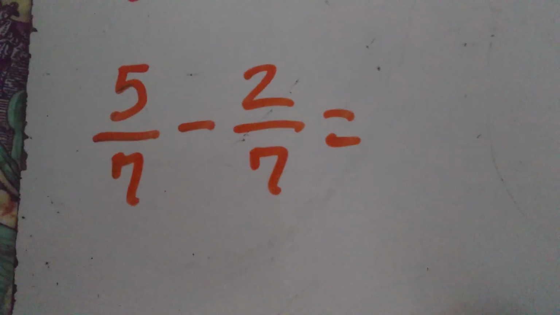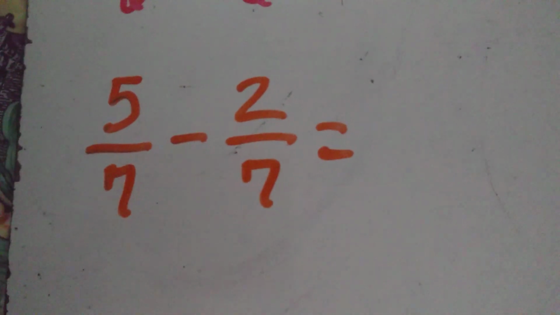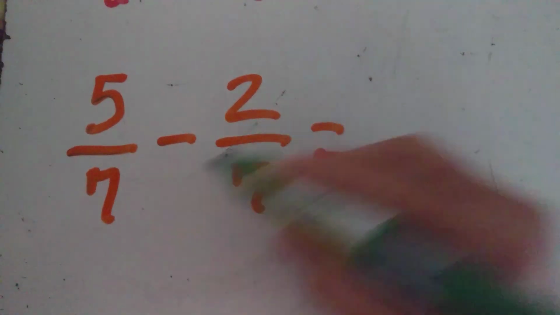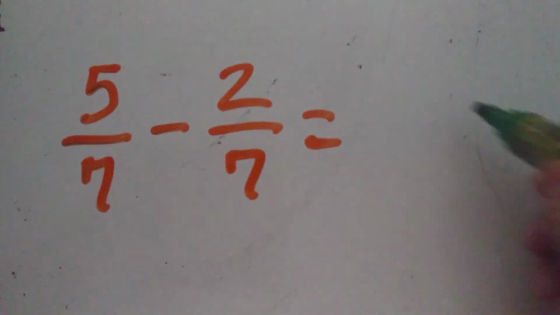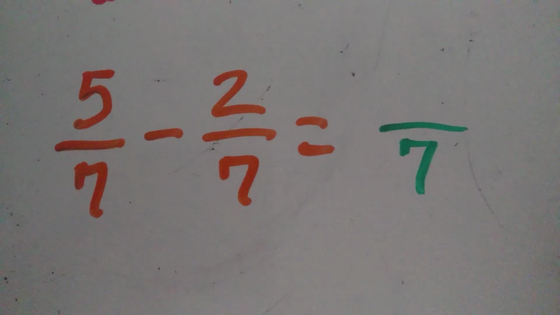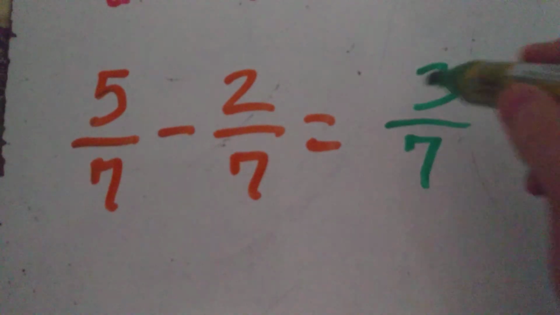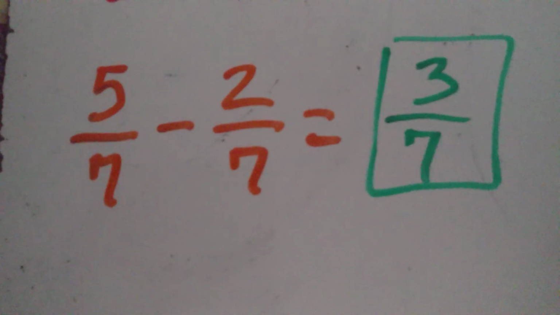Okay, go ahead and pause the video now. And welcome back. As we can see, 5/7 minus 2/7 is going to give us an answer in the sevenths. And then we just subtract across the top. 5 minus 2 is 3. So your answer is 3/7.